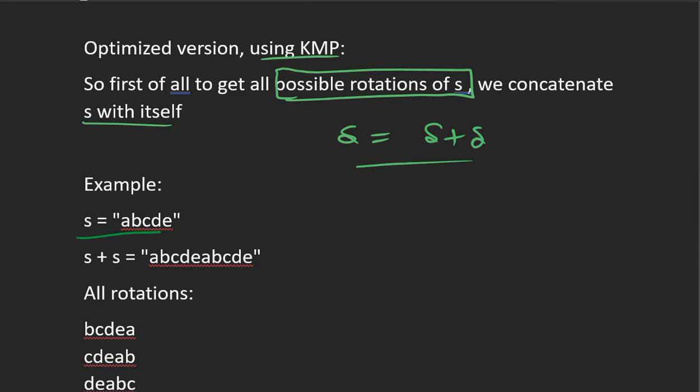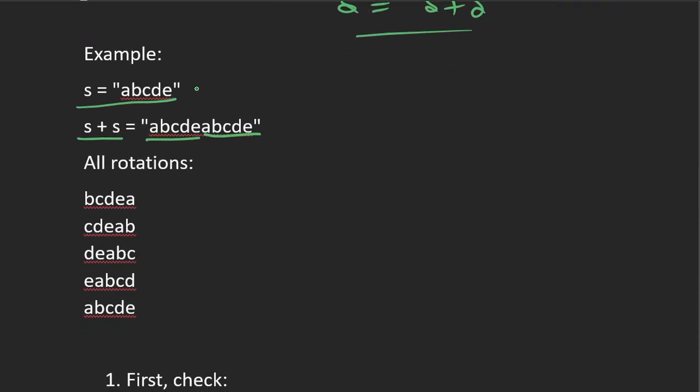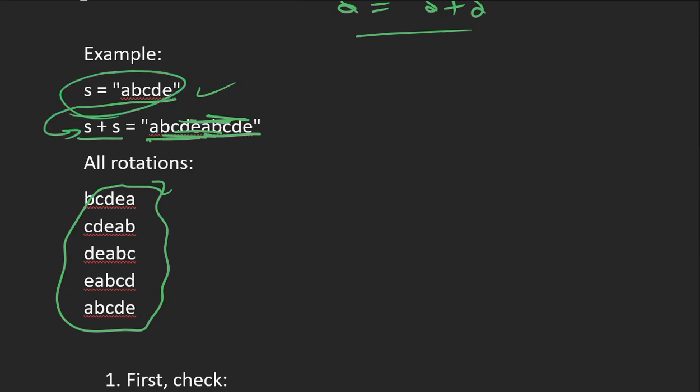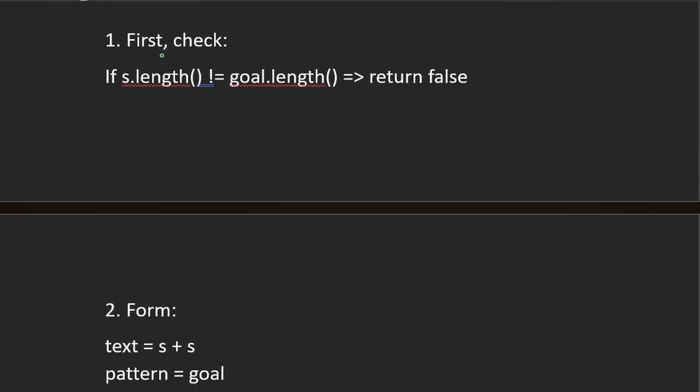So suppose if our string s is a b c d e, then what we will get? a b c d e a b c d e, right? This is what we get. So if you see in string s plus s, we are getting all the possible rotations of the string s. See, a b c d e, b c d e a, c d e a b, d e a b c, e a b c d, a b c d e. So we are getting all the possible rotations of string s in the string s plus s, right? So we'll concatenate the string with itself. Then first of all we check whether our string length and goal length are the same or not.